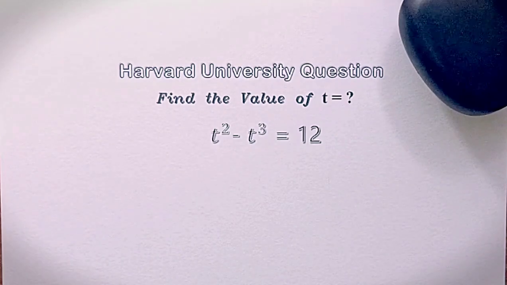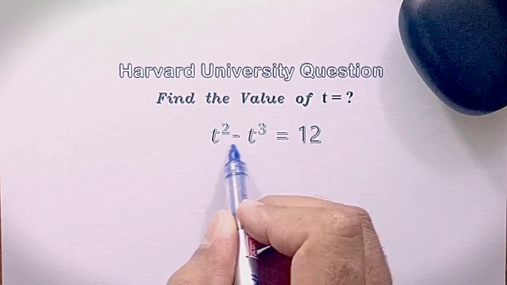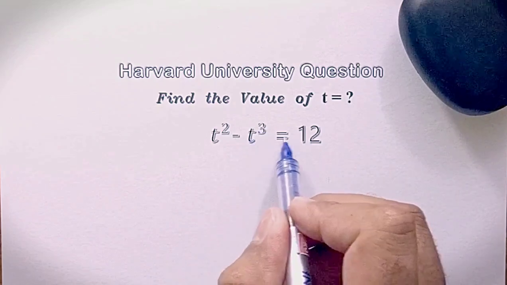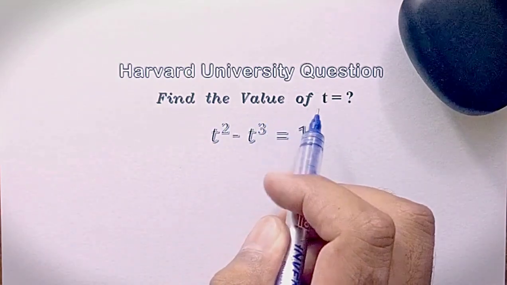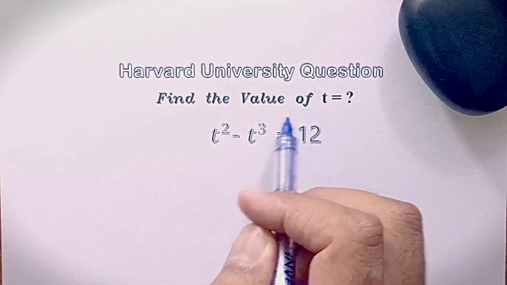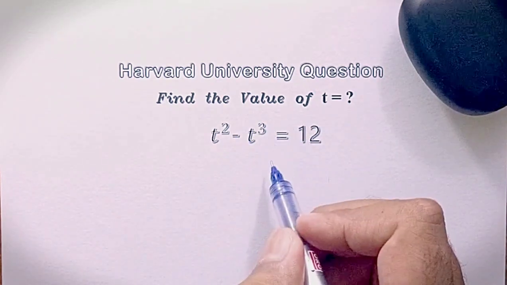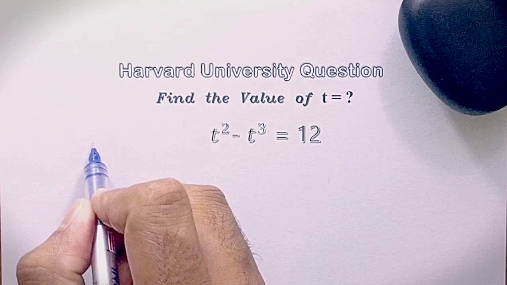Hello! You're welcome to solve this math problem, which is t power 2 minus t power 3 equals 12. Do you know, guys, how to find the values of t from this equation? If no, then no worries, we will solve it together. Now move to the solution.